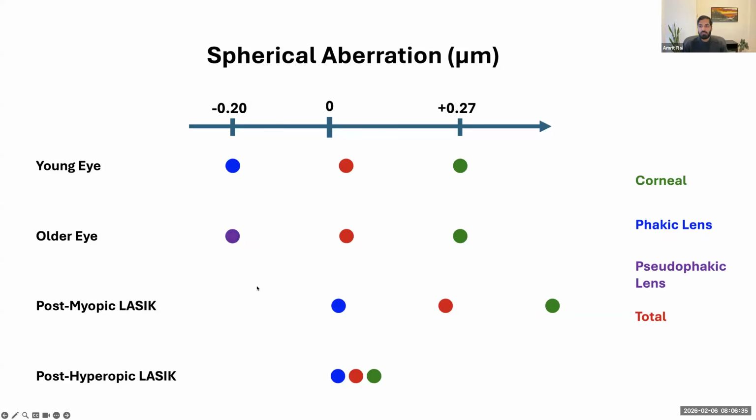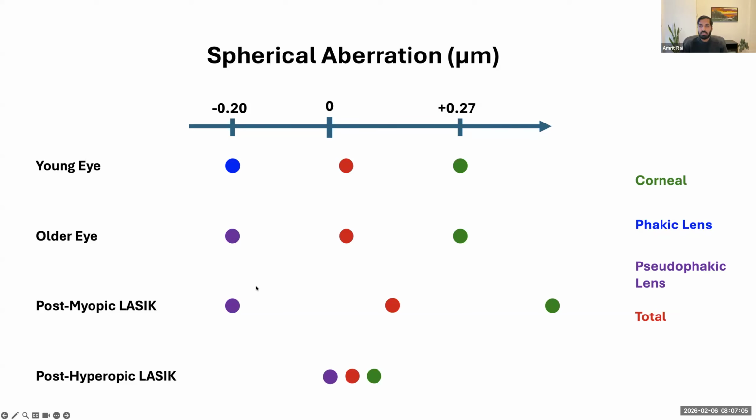Now, when we do cataract surgery, we generally try to reduce this total SA back close to zero. In normal eyes, we can do this easily with a negative SA IOL. Similarly, in post-myopic eyes, we can do this. A negative SA IOL works best to counteract that increased positive spherical aberration of the cornea. But if we did the same thing in post-hyperopic LASIK, this doesn't work so well because the cornea already has less SA, and this can result in a total SA that is negative.